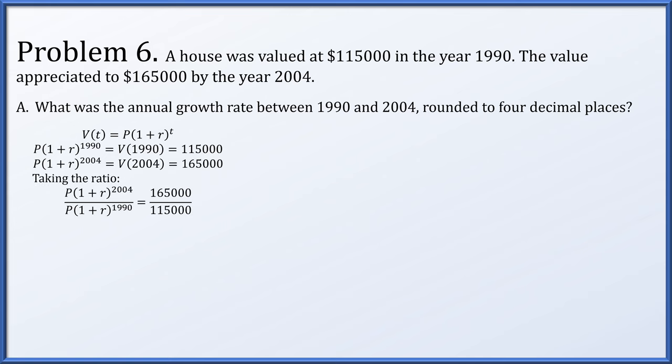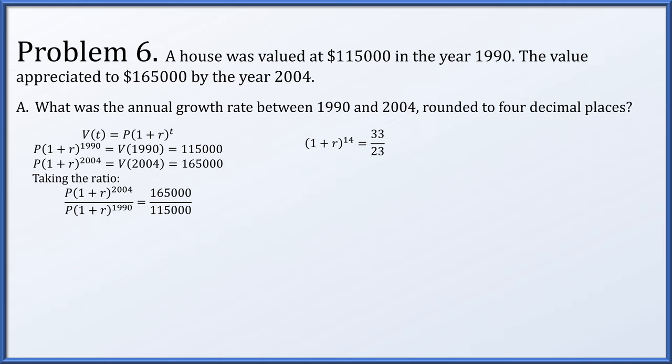Notice that the P's will cancel. On the right, I simply have two numbers. There's going to just be some simplification there. And (1 plus R) to the 2004 over (1 plus R) to the 1990, we can cancel 1990 powers of (1 plus R) out of the numerator, leaving behind (1 plus R) to the 14th equals 33 over 23. That 33 over 23 is just what you get when you simplify 165,000 over 115,000.